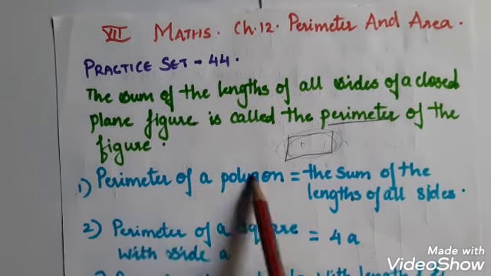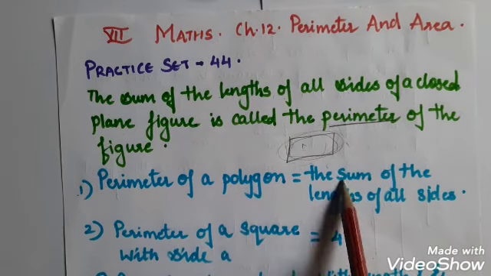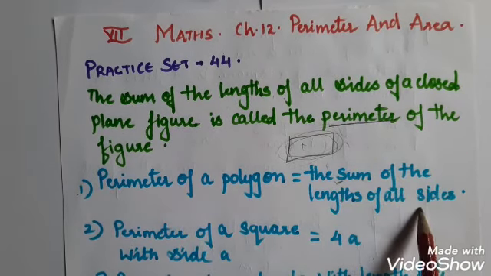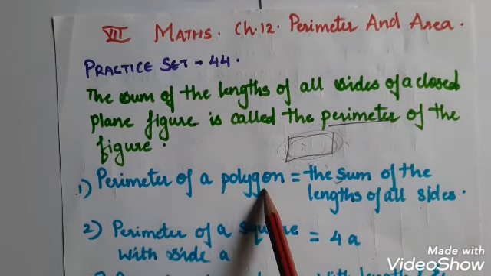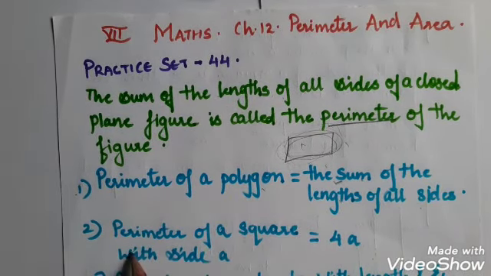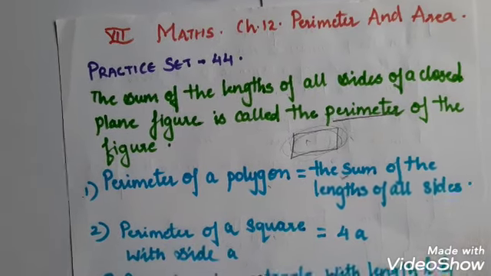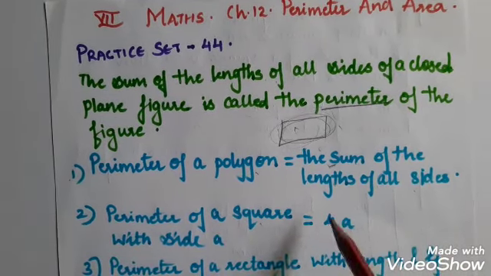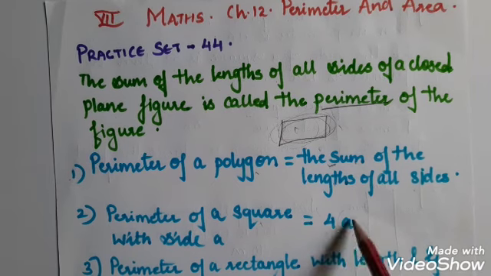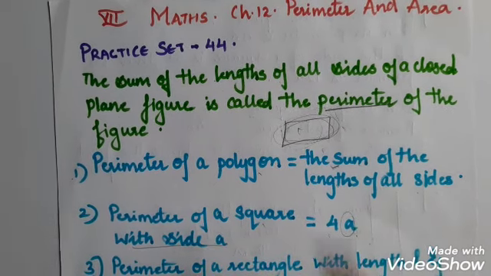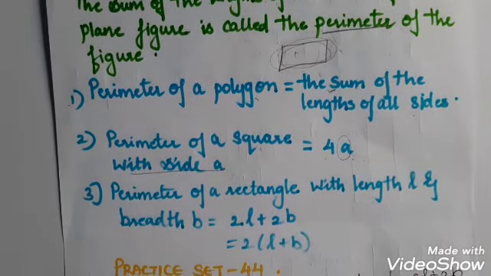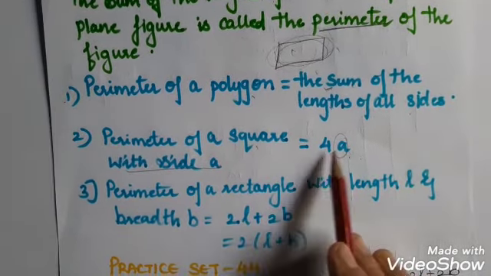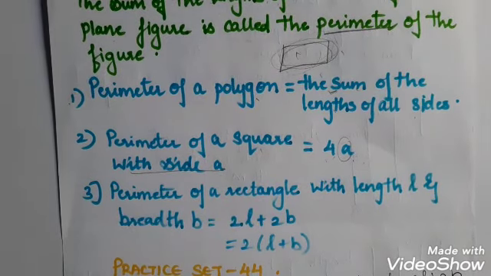First, perimeter of a polygon is equal to the sum of length of all sides, means you have to add all the sides. That will give you the perimeter of a polygon. Next, perimeter of a square. The formula for perimeter of a square is 4 into A. A is a side, so that is 4 into side. Your side is assumed as A, that is why it is written as 4 into A. You can write 4 into side, not a problem.